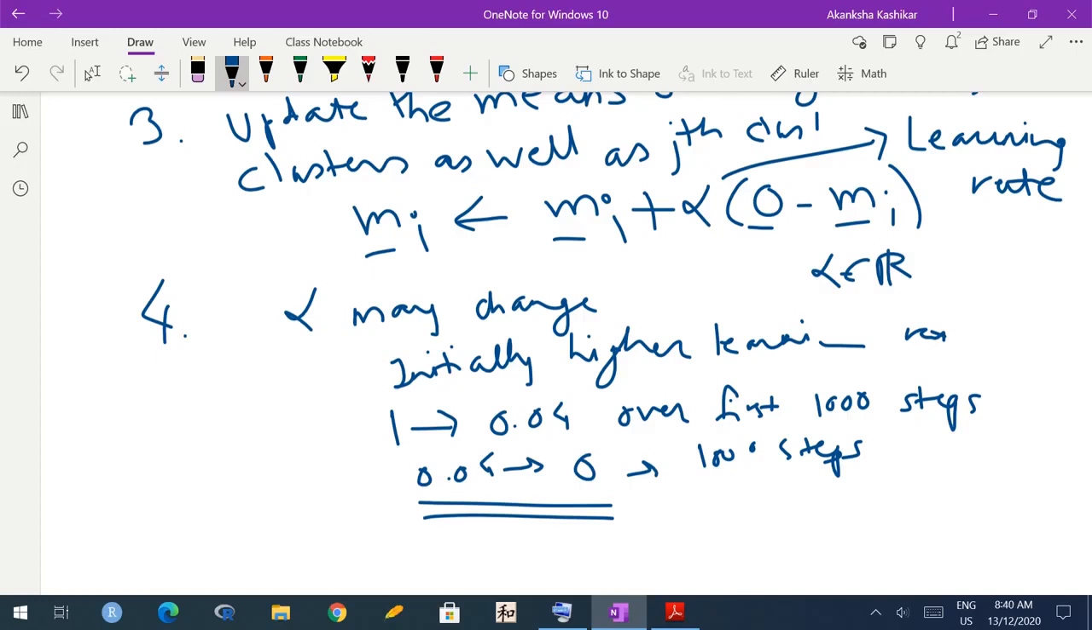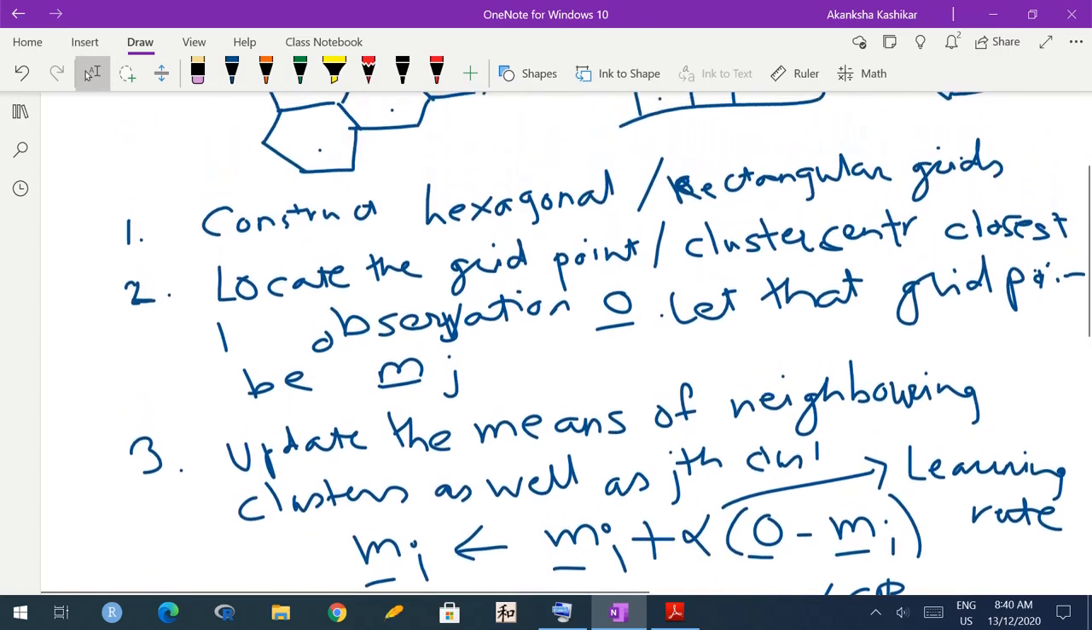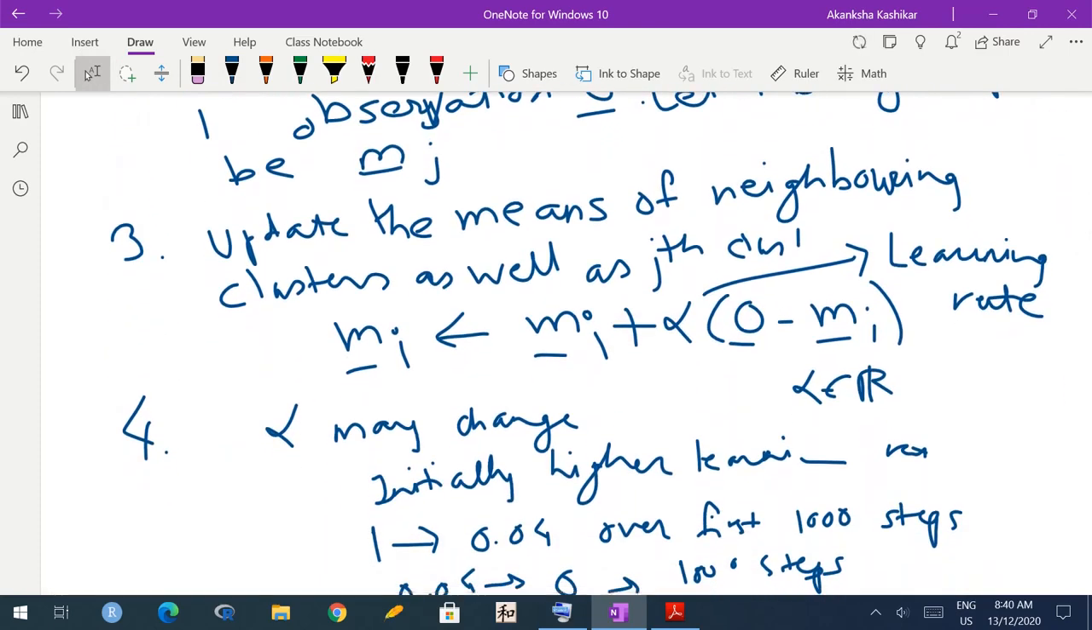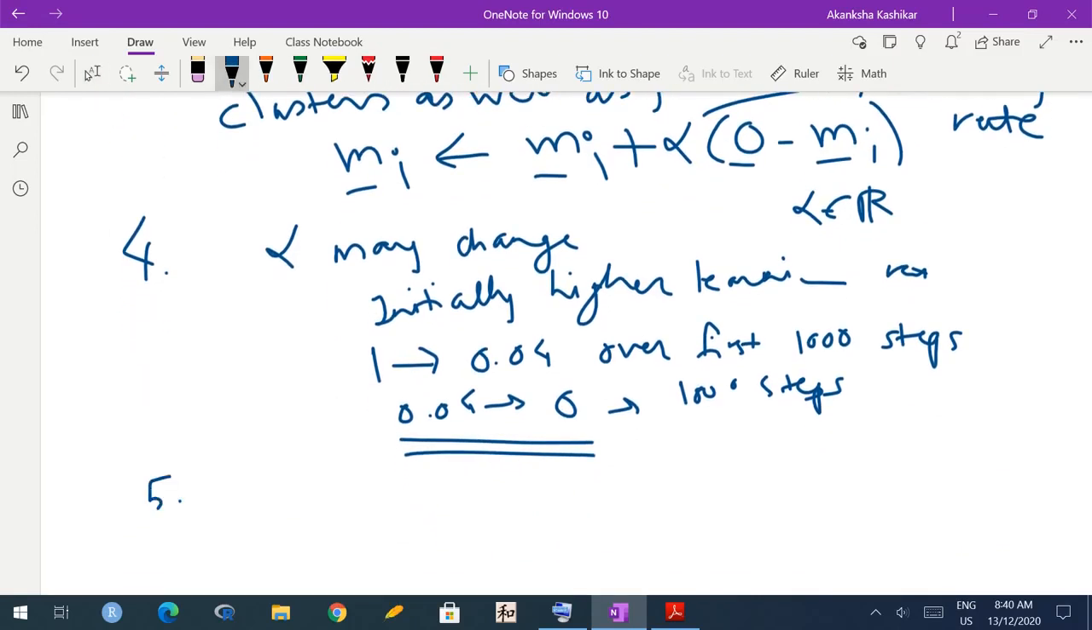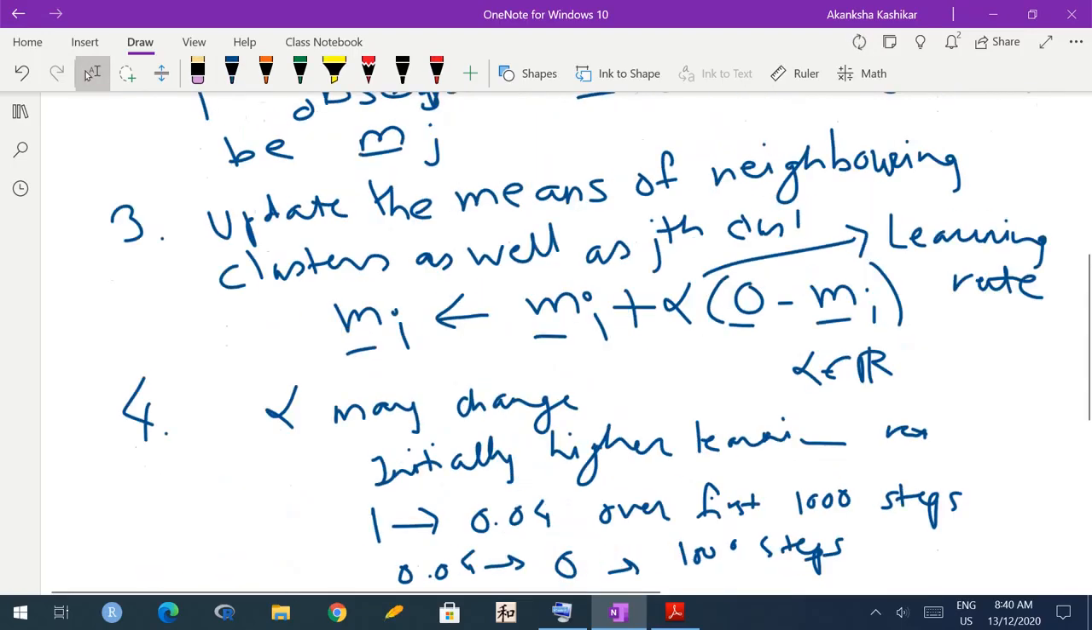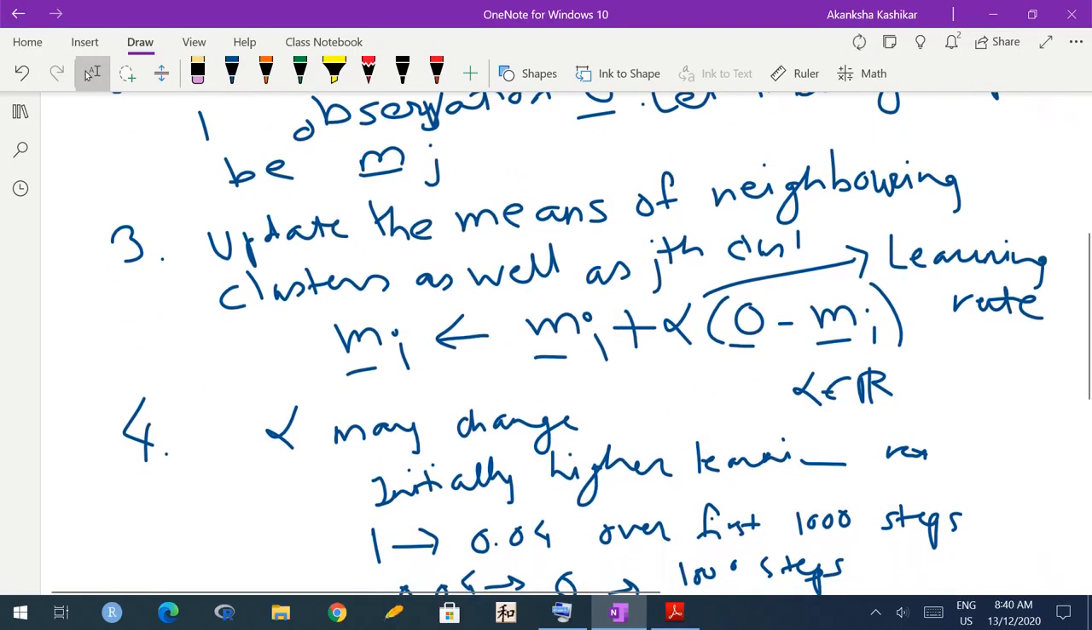So steps 2 and 3 we have to keep repeating till we get stable clusters. So repeat 2, 3 till convergence, till we get stable clusters. As I said, as you can see here, it's a generalization of k-means. In k-means also we update the means when we introduce a new observation. The only difference is here, instead of updating the mean of just that class, we are updating neighboring means also.